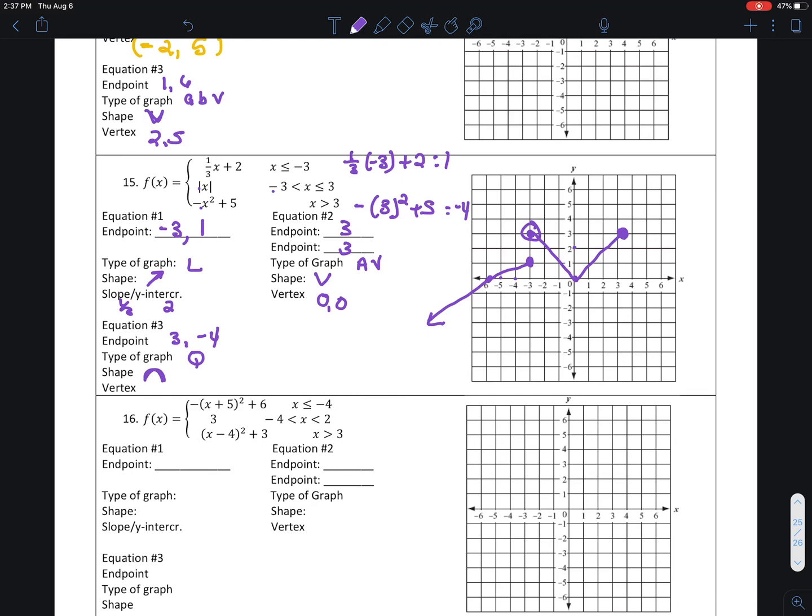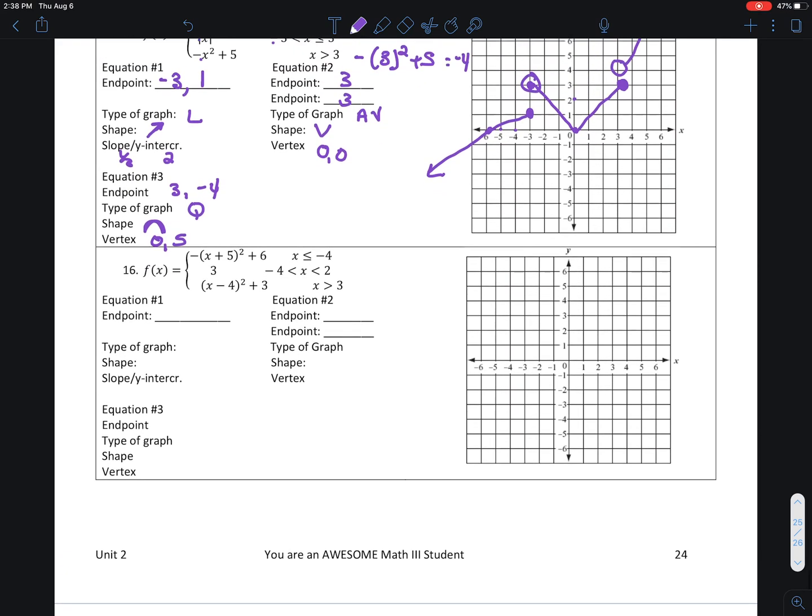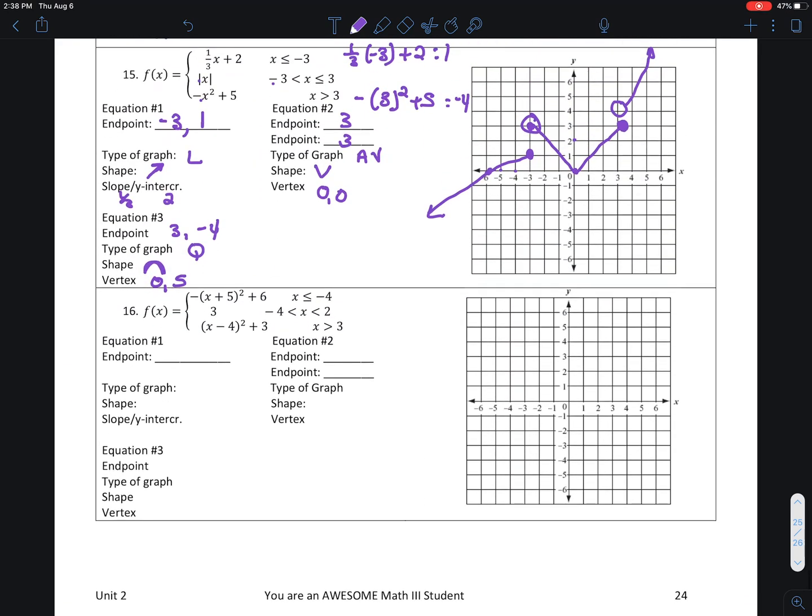The type of graph is quadratic. The shape is a U, and it's an upside down U. And our vertex here is 0, 5. So I won't see my vertex because it's 0, 5, and I'm starting at 3. So I'll never go through my vertex. So my graph starts, the endpoint is 3, 4. And it's going to be an open circle, and it's just going to look like a parabola. It won't go to its vertex because the vertex is not in the domain that it has.